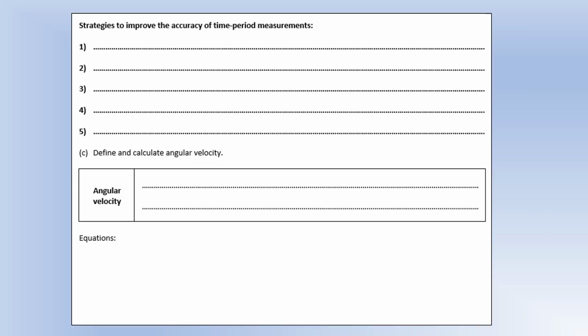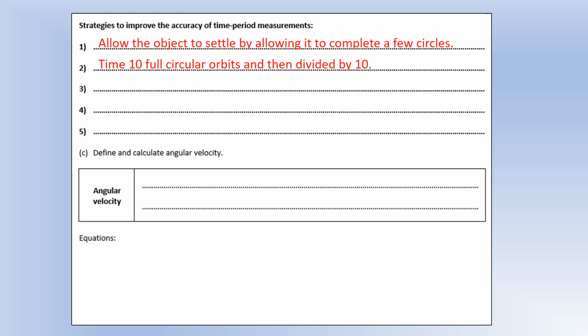Okay, so we're going to think about experiments you might do to test out circular motion and some strategies you're going to use to try and make those measurements as accurate as possible. The thing we usually measure is the time period. I think there are 5 things you can do to try and improve the accuracy. The first thing is you set it going in a circle and you let it settle into the motion by allowing it to do a few circles before you start timing. Then, instead of trying to time one circle, you time 10 full circles and divide that time by 10.